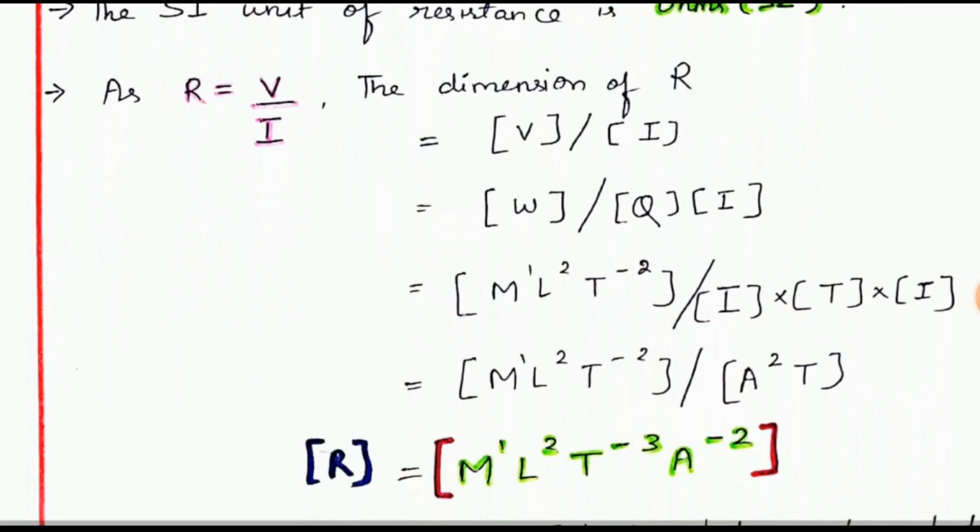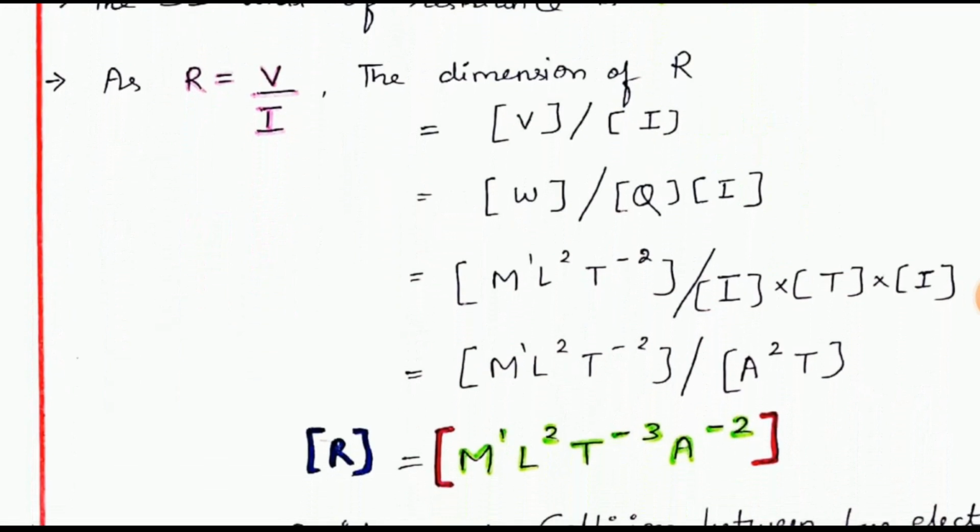Now let us find the dimension of resistance. As R is equal to V by I from Ohm's law, the dimension of R will be dimension of V by dimension of I. Now, if you remember, there was a formula V is equal to W by Q, potential difference is equal to work done by the charge. So the dimension of V will be dimension of W by dimension of Q. So the dimension of R becomes dimension of W by dimension of Q into dimension of I.